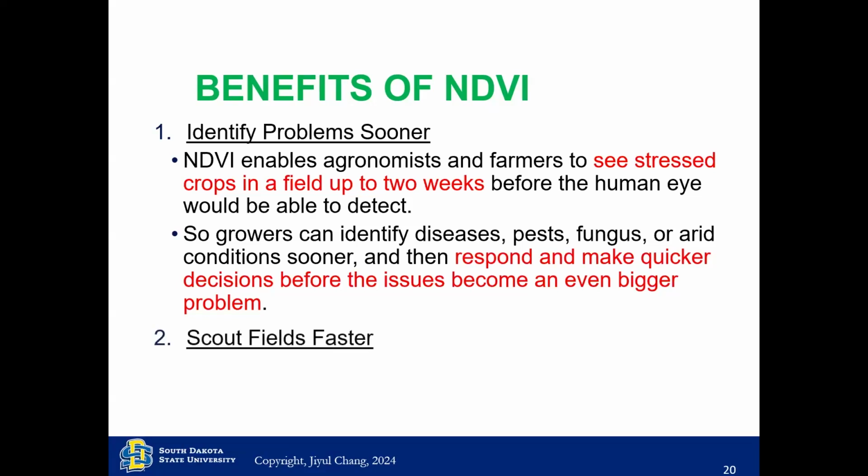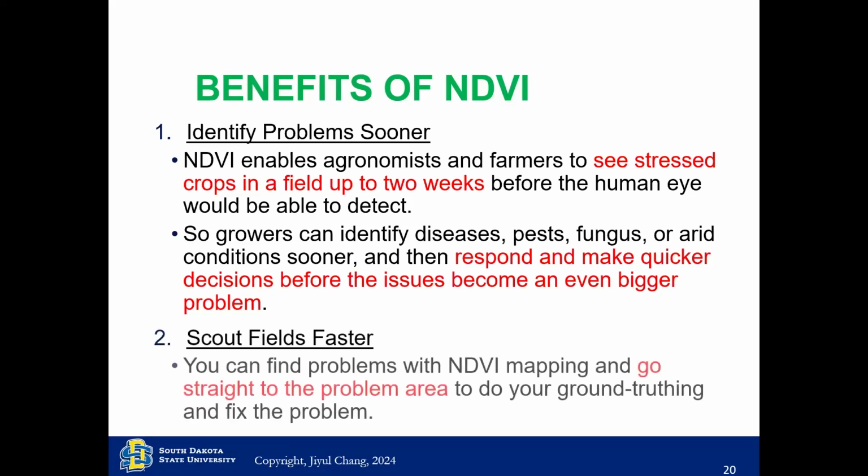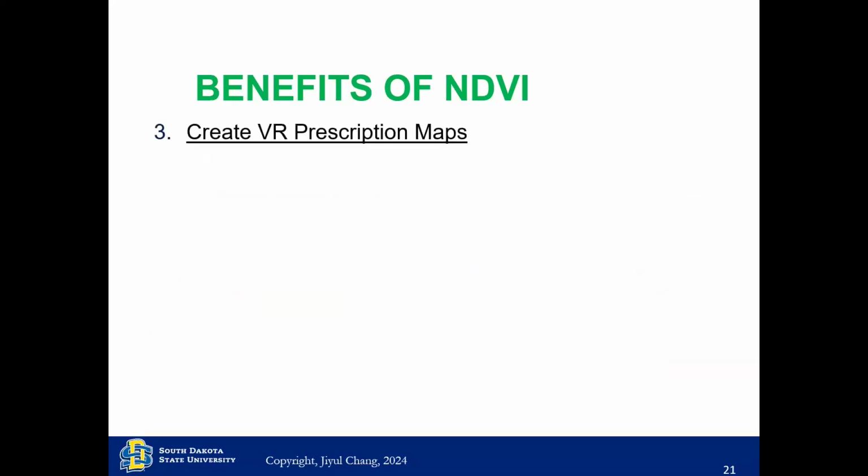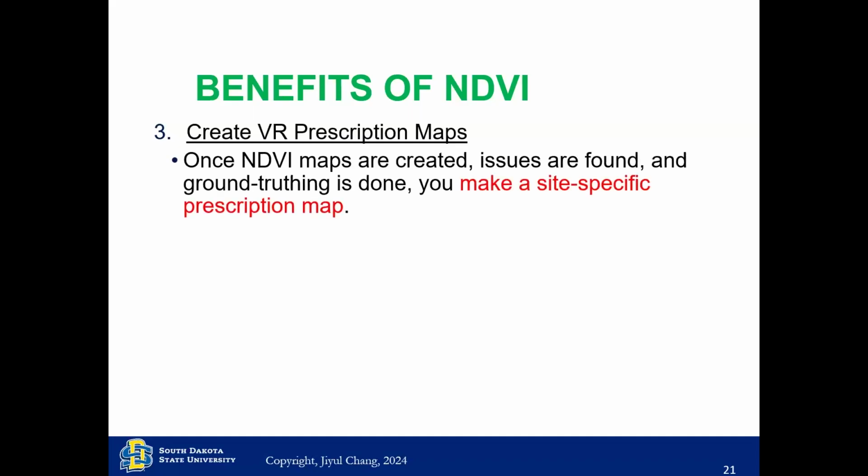Second thing is you can scout the field faster, so you don't need to walk through the whole field. Instead, we just use the drone images and satellite images, and make the NDVI map. You can find out the problem stress area very quickly. Third one is you can create a variable rate prescription map. As I mentioned already, the NDVI map can make the variable rate nitrogen application map.